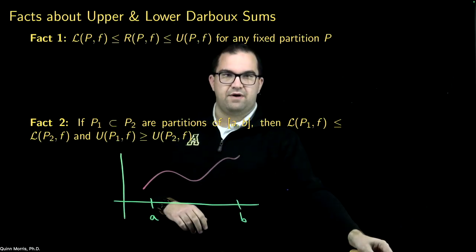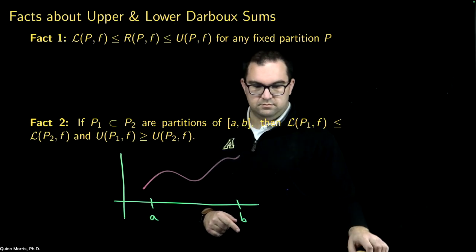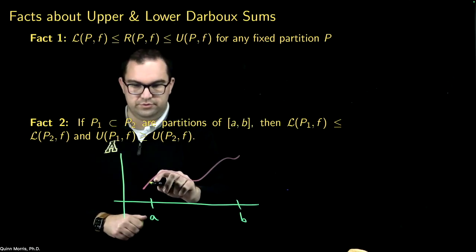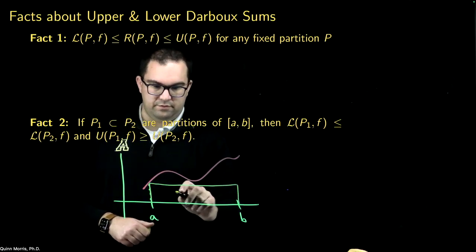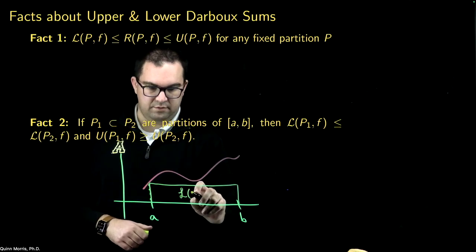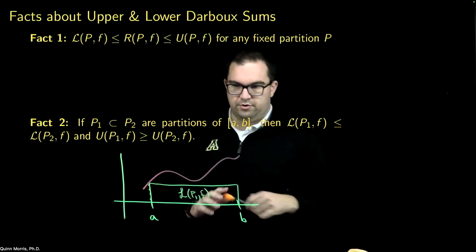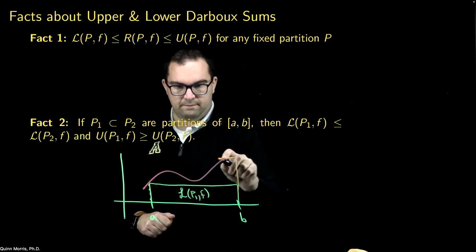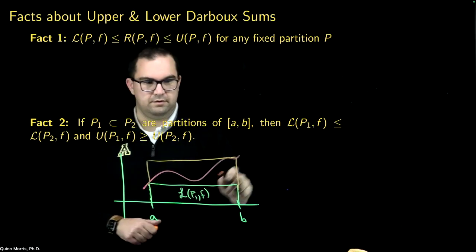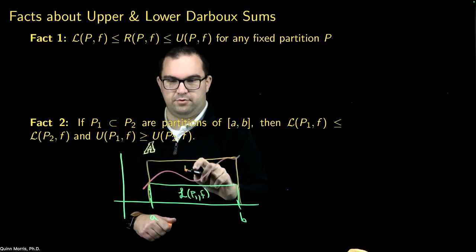If I were to take my upper and lower Darboux sums, as I've drawn it here, my lower Darboux sum would just be using the left endpoint. So this represents L(P1, F). And my upper Darboux sum might occur right about here. So in orange, this would be my upper Darboux sum of P1F.